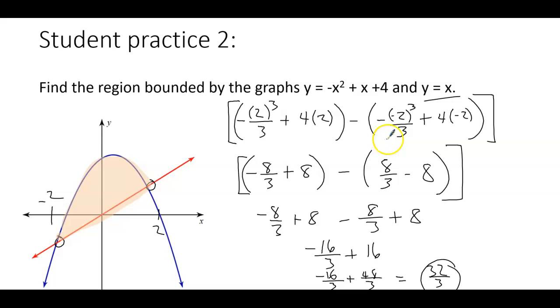So I'll let you guys study this. Just some things to keep in mind if you're checking your work and you didn't get the right answer here: when you cube a negative, it stays negative. And since this negative had a negative in front of it, you end up with a positive 8/3 here.